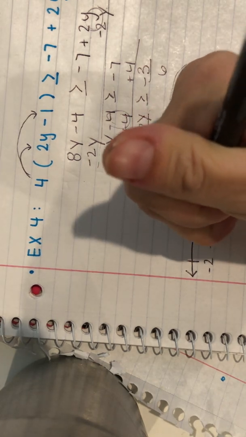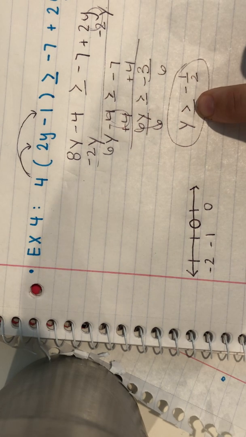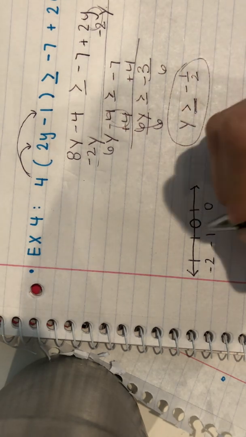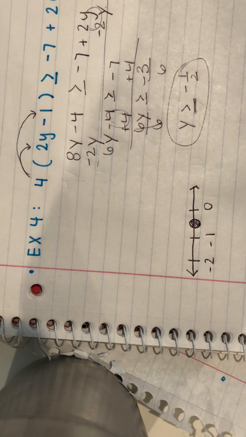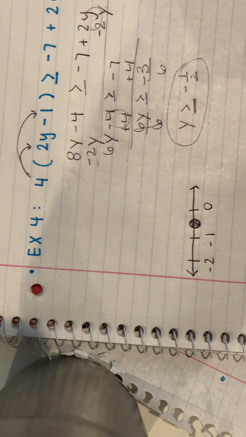Oh, you can't see my graph. So I'm going to put a circle right here about where negative 1/2 would be. Since it's greater than or equal to, it has the or equal to underneath. That means we can shade that circle in because it can actually equal that number. y can be equal to negative 1/2, or it can be any number greater than negative 1/2.